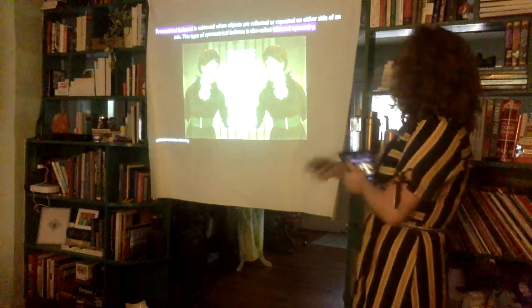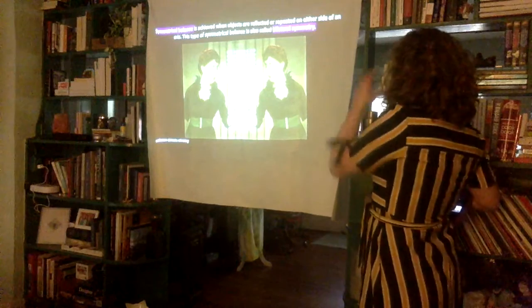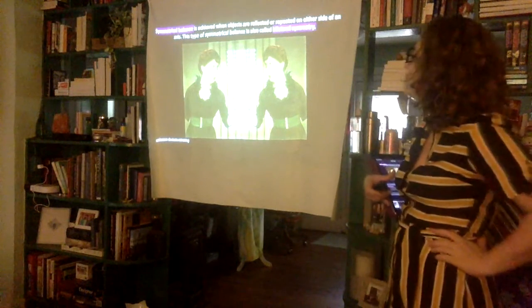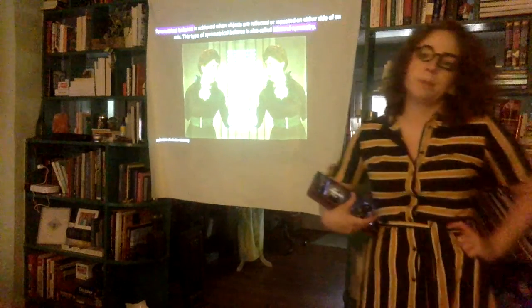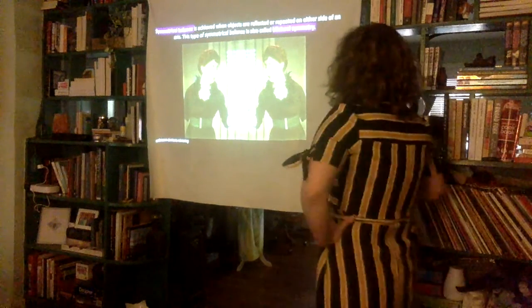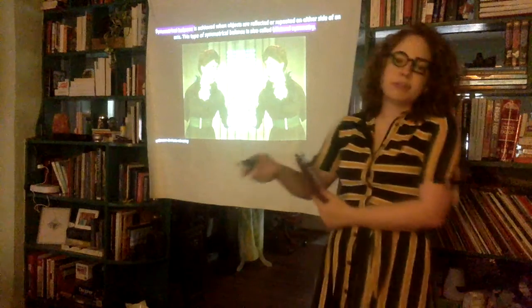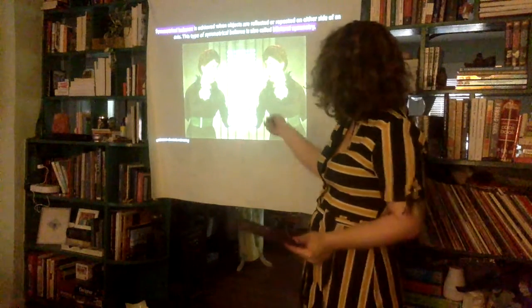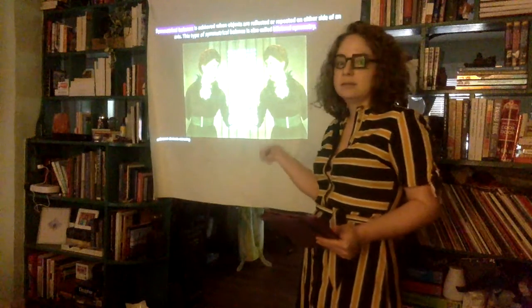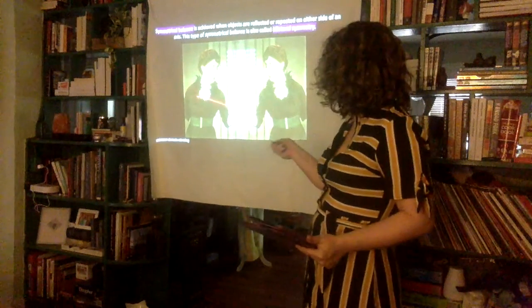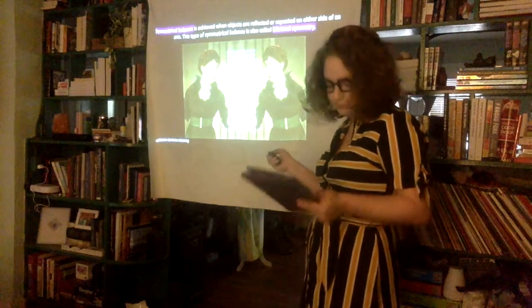All right, so symmetrical balance is achieved when objects are reflected or repeated on either side of an axis. This type of symmetrical balance is also called bilateral balance. So yeah, symmetrical balance. I assume that y'all know what symmetry is. So this is symmetrical balance.